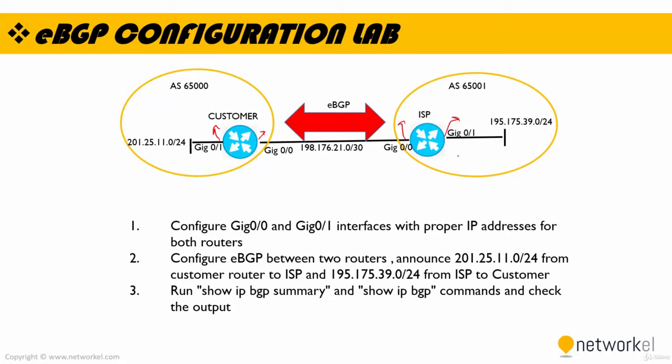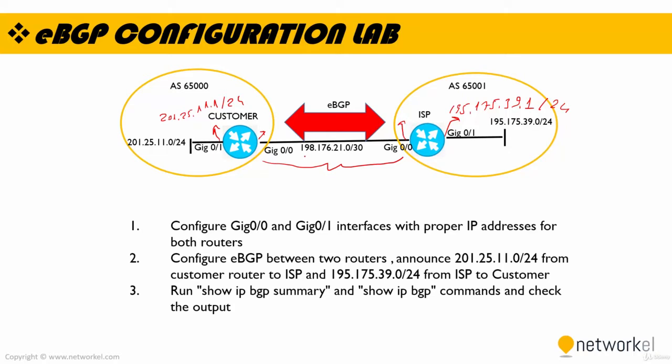Let's choose proper IP addresses first. For the gig 0/1 interfaces, because we are using /24, I can use the first usable IP address as the gateway of these networks for the gig 0/1 interfaces of the routers. Alright, that's pretty cool. And what about here?